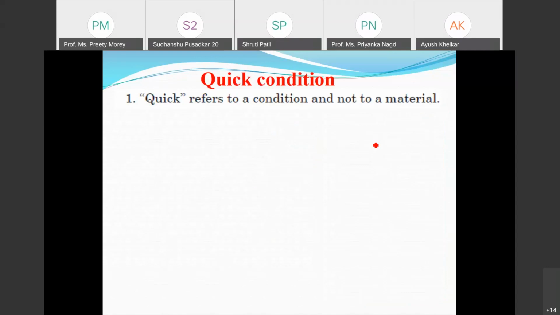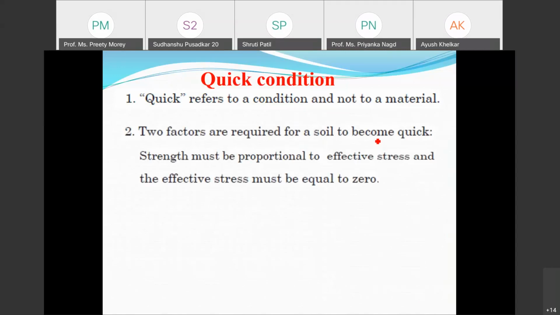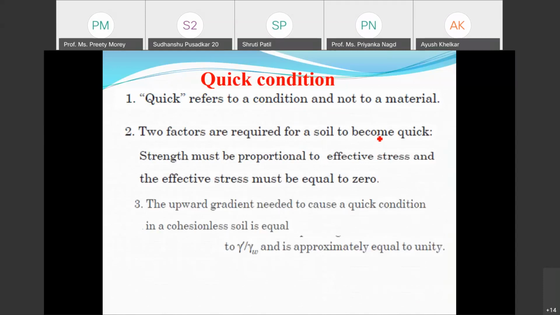Quicksand is not a type of sand, but a material condition. So two factors are required to come up quick. The strength must be proportional to the effective stress, and effective stress must be equal to 0. What is effective stress? Sigma minus u. So if your pore water pressure is equal to the total stress, then your effective stress will be 0. And if effective stress is 0, the boiling condition will take place.